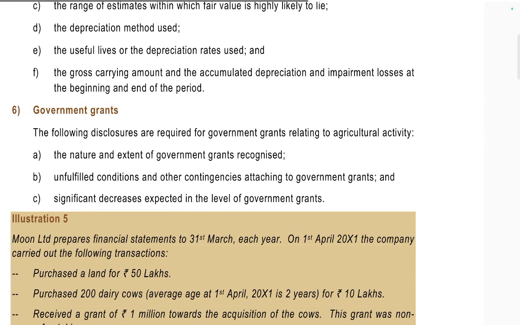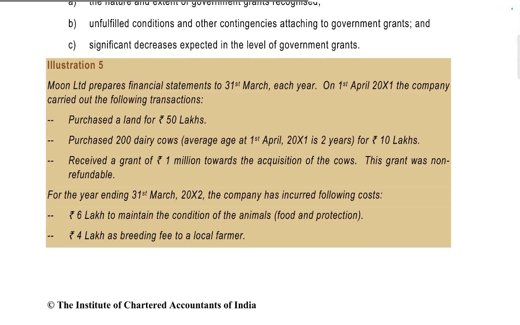Government grants. The following disclosures are required for government grants related to biological assets in agricultural activity: the extent of the government grants recognized, the fulfilling of conditions and other contingencies attached to the government grants, and significant decreases expected in the level of government grants.